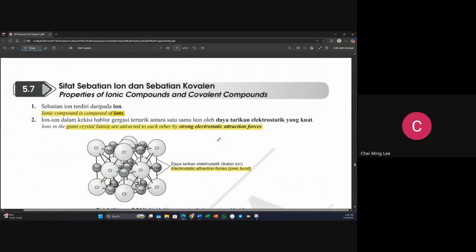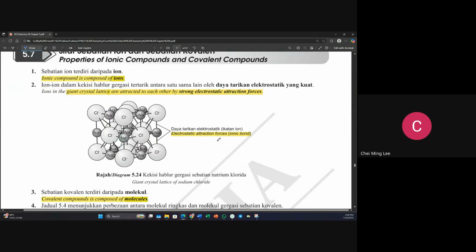Now let's see the properties of ionic compounds and covalent compounds. Ionic compound is composed of ions. The ions in the giant crystal lattice are attracted to each other by strong electrostatic attraction force. Giant crystal lattice means that there are many layers, like one layer, two layers, three layers, and it's a very big group. So this is called the giant crystal lattice.